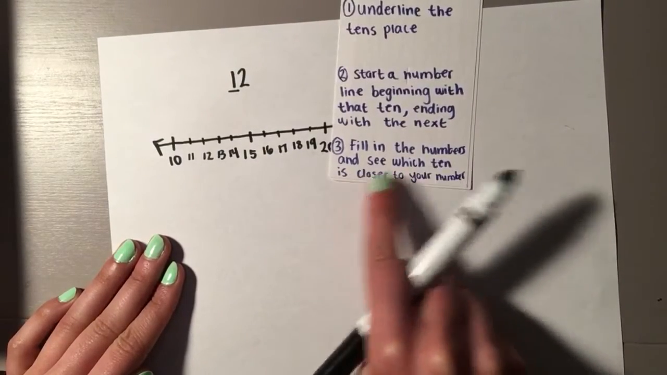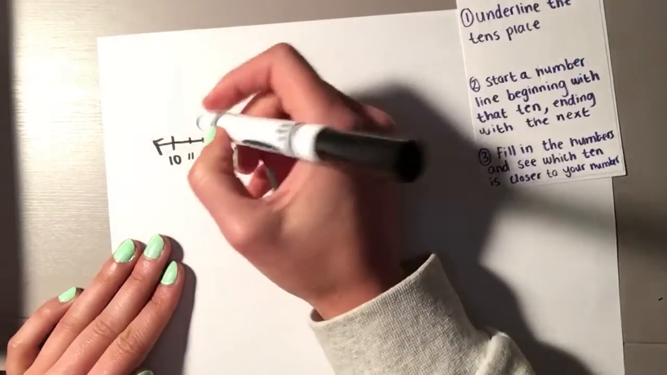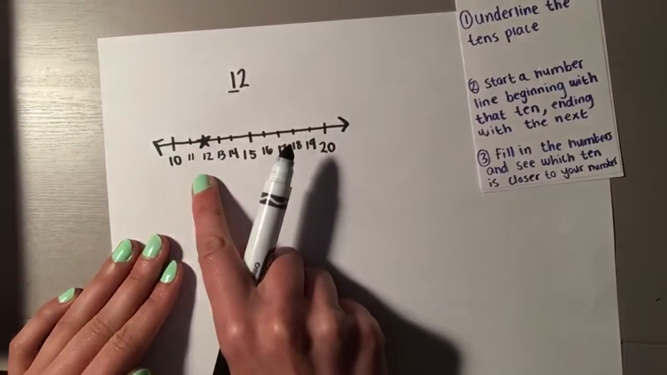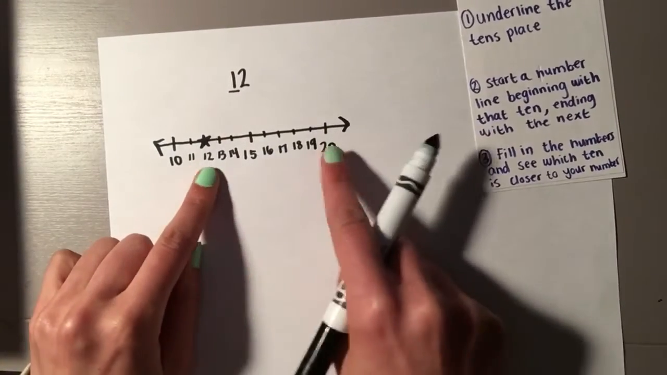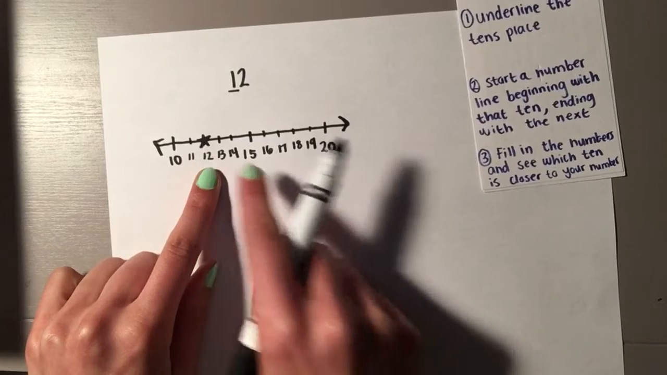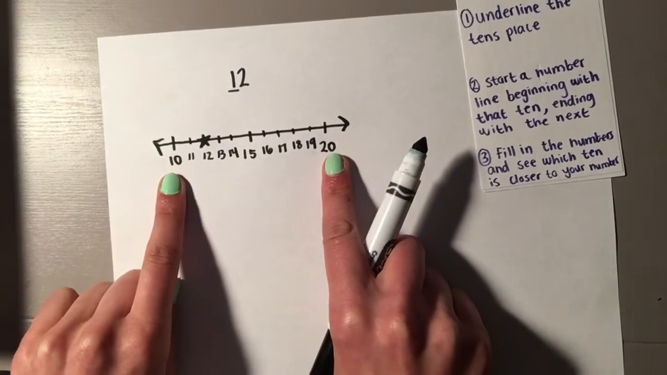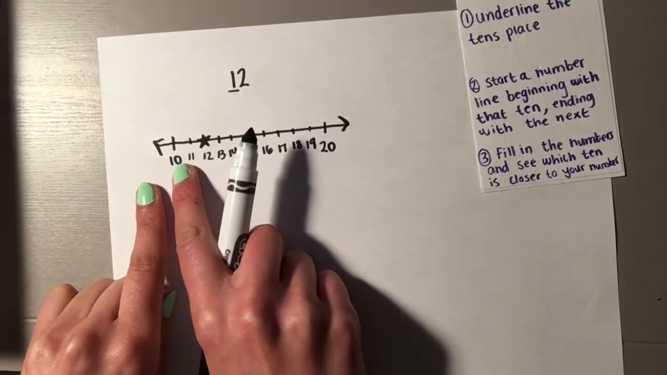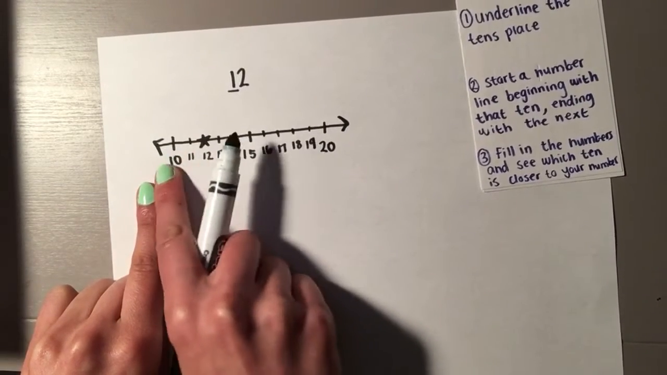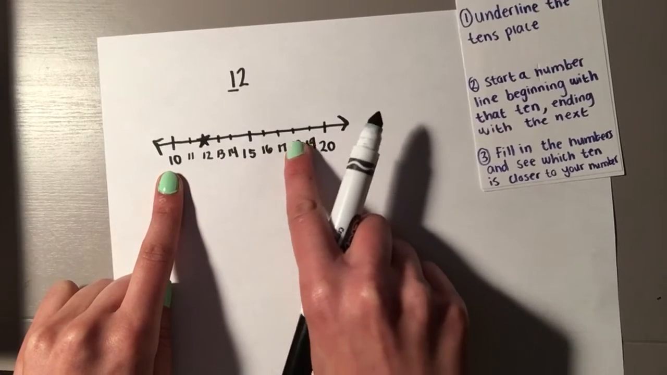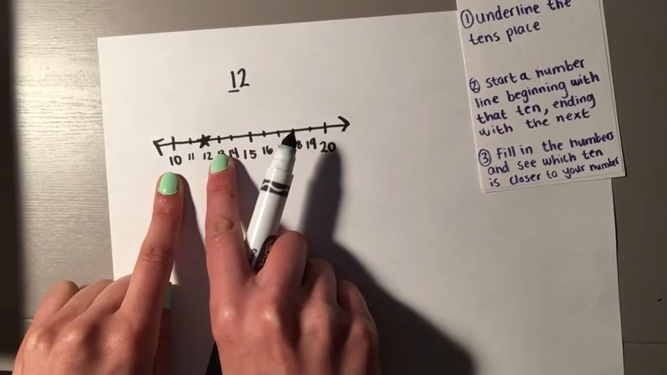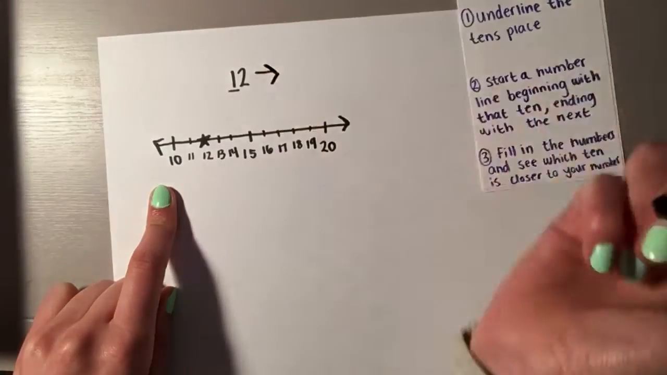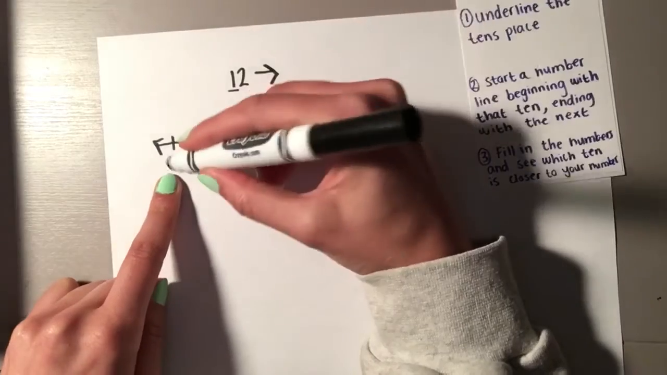Now I need to see which 10 is closer to my number. So my final step is I can put a star or I can circle my number on my number line. And now I'm just going to look and use my eyes. Is this number closer to 10 or 20? I'm rounding it to the nearest 10. It looks to me like it's closer to 10 because it's 2 steps away from 10, and it's 1, 2, 3, 4, 5, 6, 7, 8 steps away from 20. So then if I'm rounding 12 to the nearest 10, it rounds to the number 10.